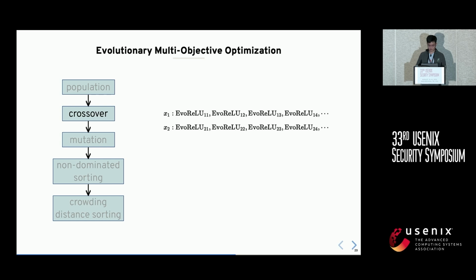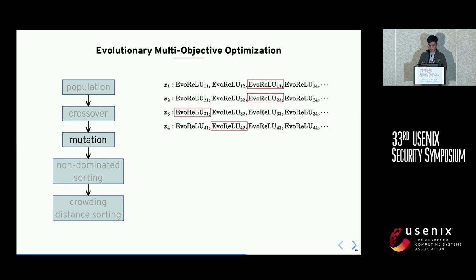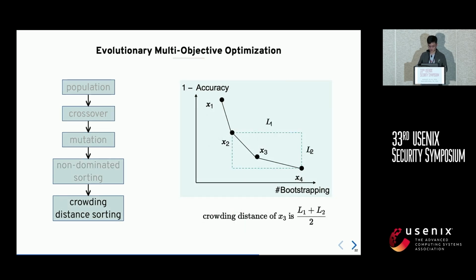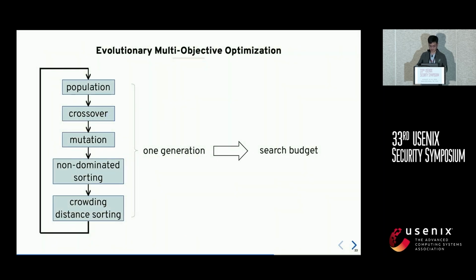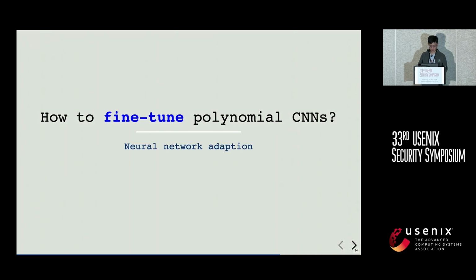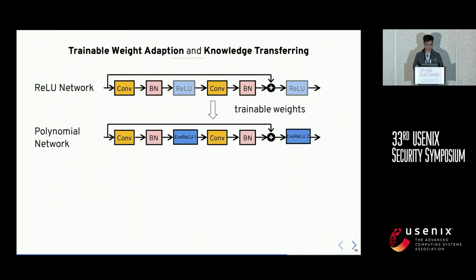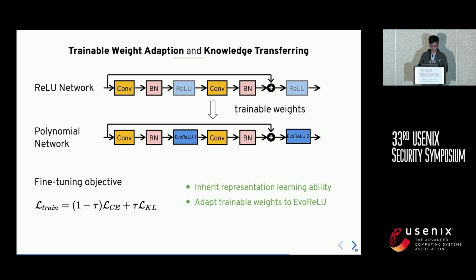So this is an evolutionary multi-objective optimization. We have different solutions, and it's like natural selection. We exchange different solutions to generate new solutions. We mutate some solutions to explore the search space to see if we can find better solutions. And we just keep the Pareto front solutions. We repeat this generation until we meet our search budget. We also fine-tune the polynomial convolutional neural networks. We know the representation learning ability of polynomial networks is not as good as ReLU networks. This was proved many years ago. So we inherit the trainable weights from the ReLU networks, and then we use knowledge distillation to transfer the representation knowledge from the ReLU neural networks to the polynomial networks.